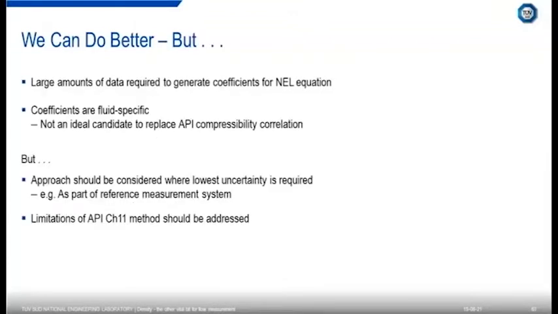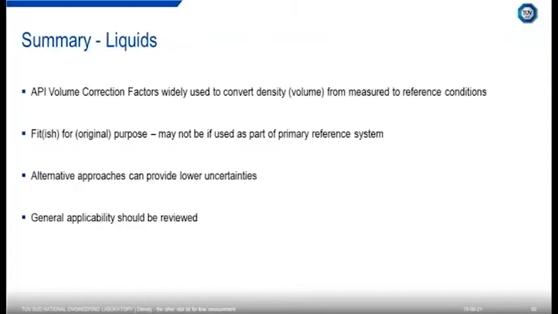That's okay, but you need a lot of data to generate the coefficients for that form of equation, and the coefficients are fluid specific. So this method isn't an API compressibility correction replacement. But for our application, where density is so fundamental, we have to go down this route. But more generally, be aware of the limitations of the API method if your fluids are non-standard.